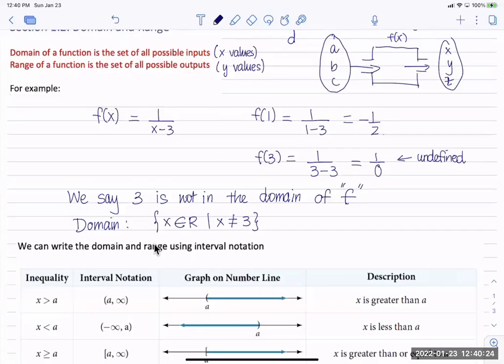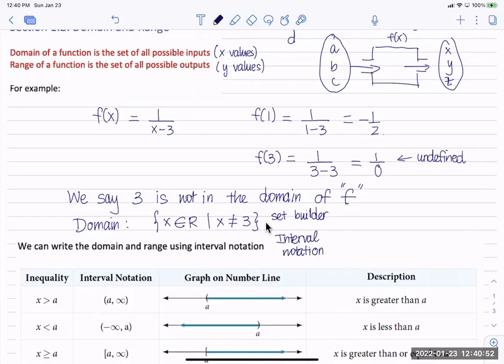So let's come back to this problem. I have the domain written in set builder notation. Let's say I want to write it in interval notation, then how do we do it? If you are first starting to use interval notation, you might not be familiar with it. I would recommend you draw the number line and use it as a reference.